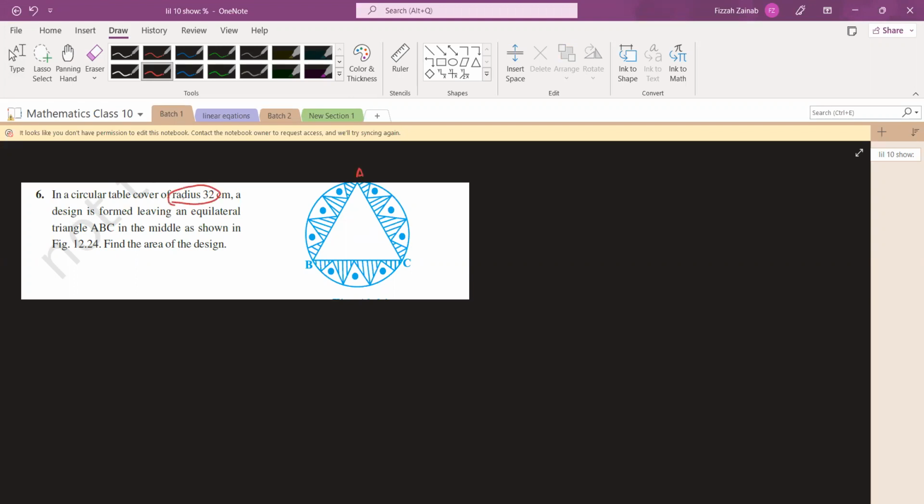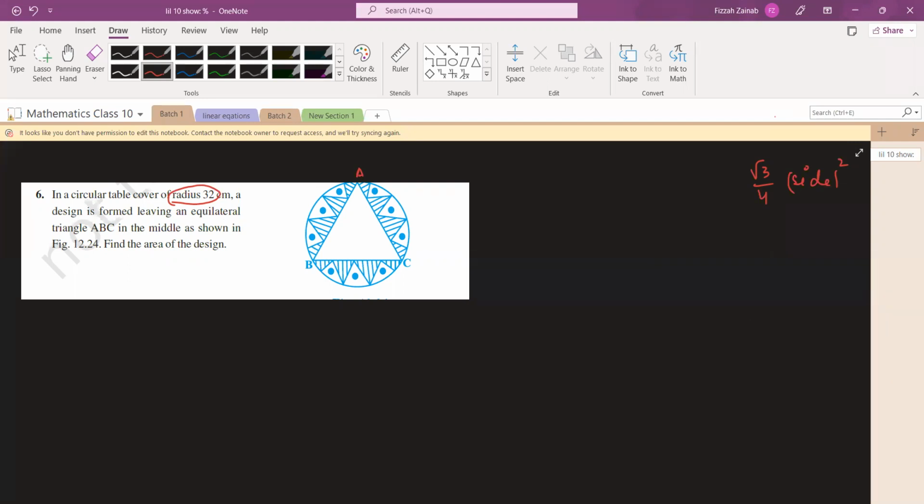We can find it. Now the problem is area of equilateral triangle. Clear? Okay. Now what is the formula? Root 3 by 4 into side square. This is the formula for the area of equilateral triangle. Clear? Or we can do half base into height also, whichever we know. If we know side, we can use this formula. If we know height and base, we can use half base into height. Both are correct. Okay. Depends what we know.